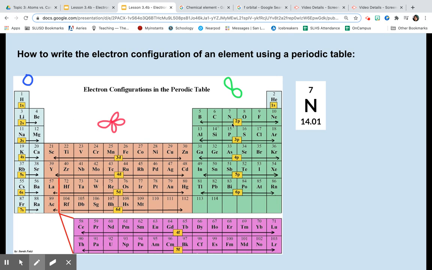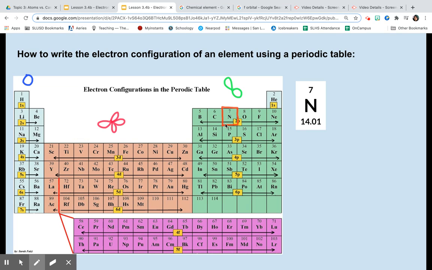So what does this all mean and how do we use it to figure out the electron configuration, or how the electrons move for nitrogen, right? So first thing you need to know is where nitrogen is on the periodic table. So nitrogen is the 7th atomic number. So it should be atom number 7, located right here.